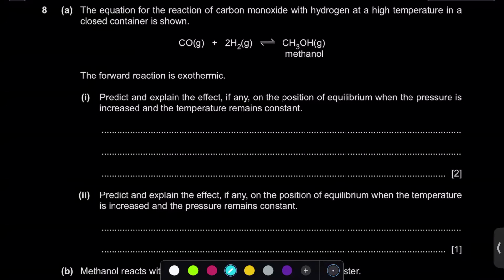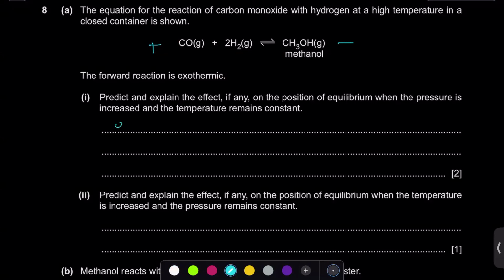The equation for the reaction of carbon monoxide with hydrogen at high temperature in a closed container is shown. The forward reaction is exothermic, so the backward reaction will be endothermic. Predict and explain the effect on the position of equilibrium when pressure is increased. Pressure affects the gaseous moles. I have 1 plus 2, 3 gaseous moles on the left, 1 on the right. So clearly, when you increase the pressure, equilibrium goes forward to reduce it.